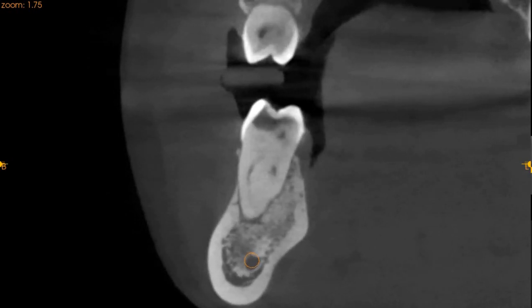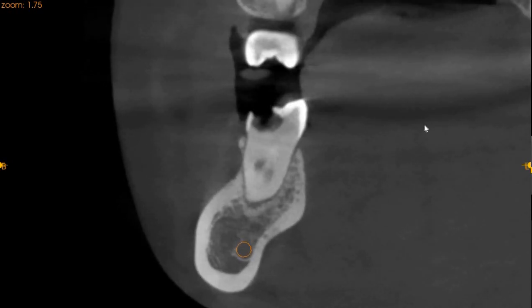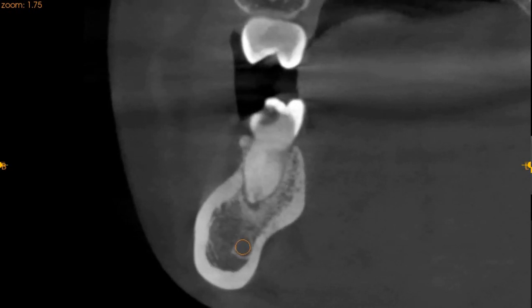And then moving to the distal aspect, we can see that we've got a very interesting configuration of the canal here. It seems to be like two canals which join to form one at the apex. We will take you to the axial view.